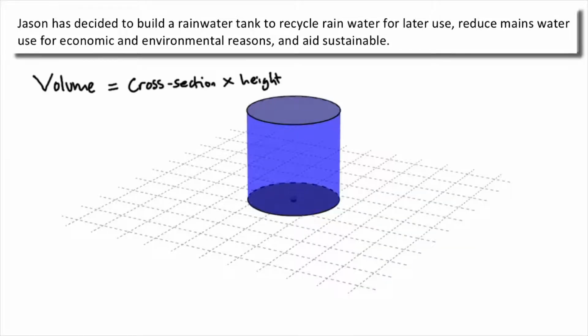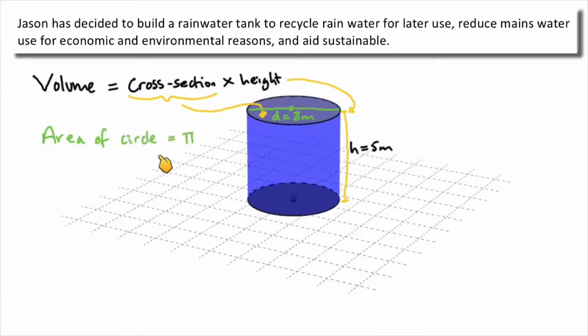Moving on, to work out the volume of the cylinder, we need to work out the cross section times the height. Now the cross section is this circle for the cylinder, and the height obviously is the height of the cylinder. Jason has decided to build a cylinder with a diameter of 3 meters and a height of 5 meters.